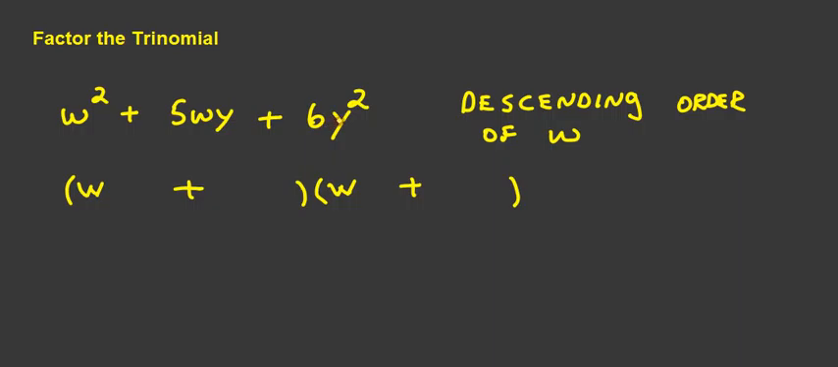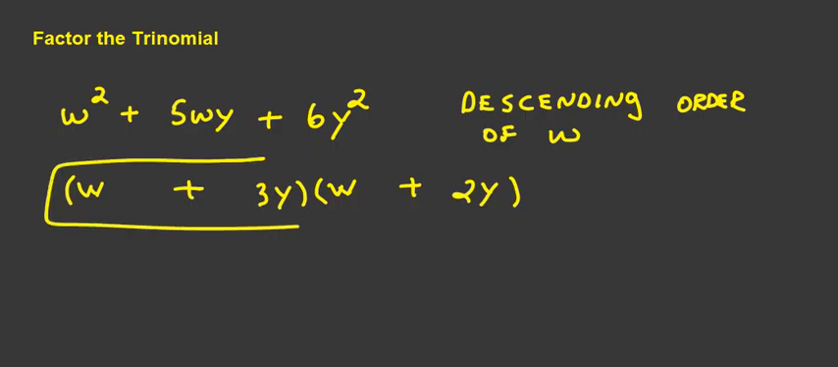Now this has a y squared. This term times this term has to be 6y squared. Well, we know one's going to be y and the other one's going to be y, or at least include a y, because y times y will give us y squared. Now, what two numbers? We look at the number 6 and the number 5. What two numbers multiply together to give us 6, but add together to give us 5? Well, 3 times 2, of course, will give us the 6, and the 3 plus the 2 will give us the 5. So this is the correct factorization.